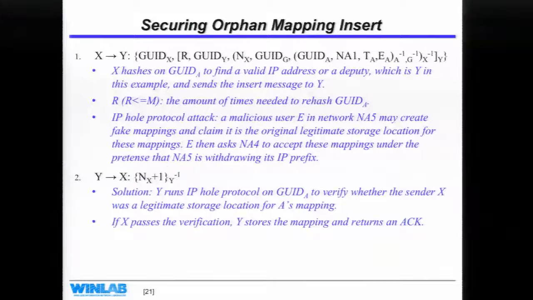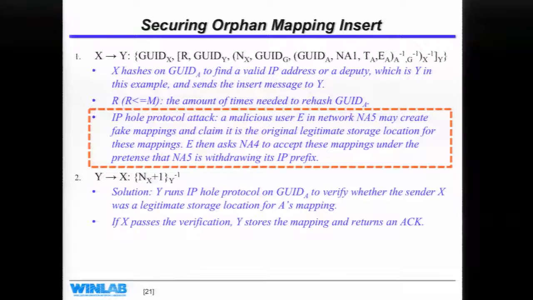But if we do not verify this mapping insert request carefully, there is a vulnerability. A malicious user, for example, E in network NA5, may create a lot of fake mappings and come to the victim, for example, Y in network NA4, and say, hey, I'm going to withdraw my IP prefix. So I need to find a new place to hold those mappings that are currently stored at my location. And that's you. You should accept those mappings.